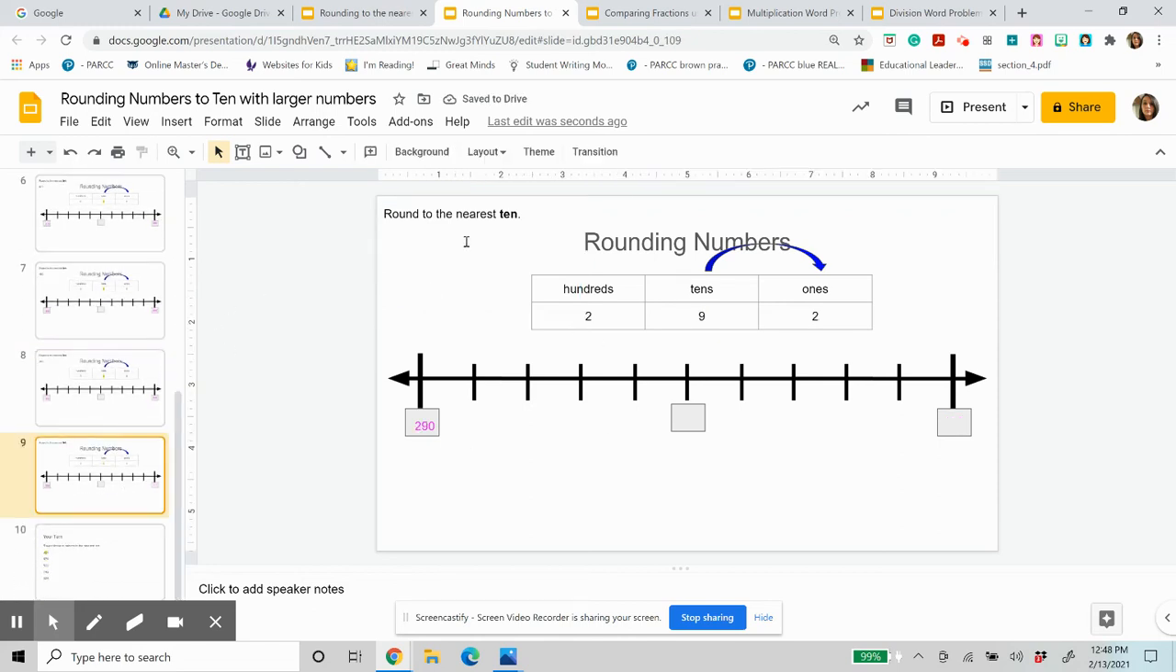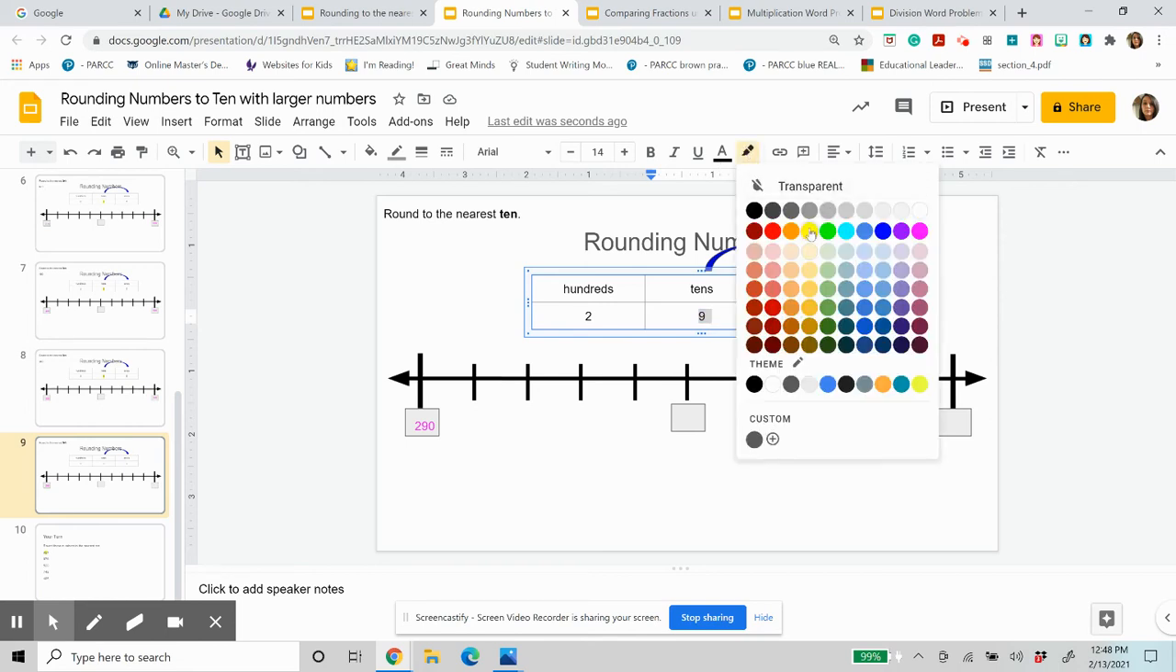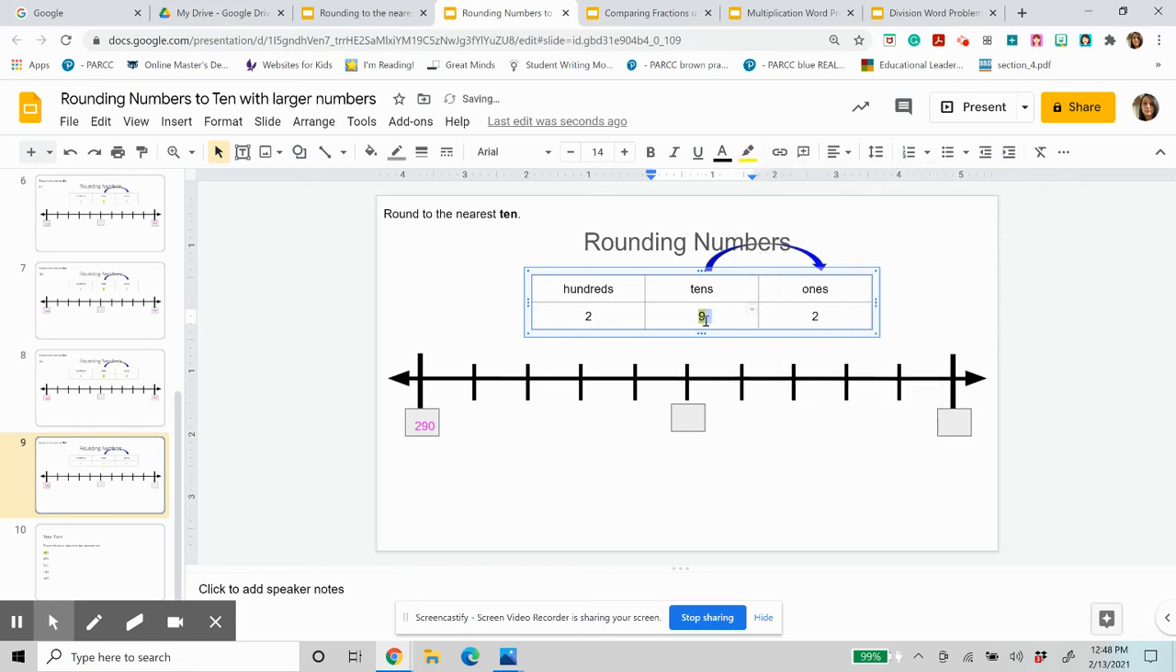And let's try our last one together. 292 rounded to the nearest 10. So I want to focus in on where's my 10s. What numbers am I talking about here? Okay, 9. So 9 10s is 90. So over here I put 290.